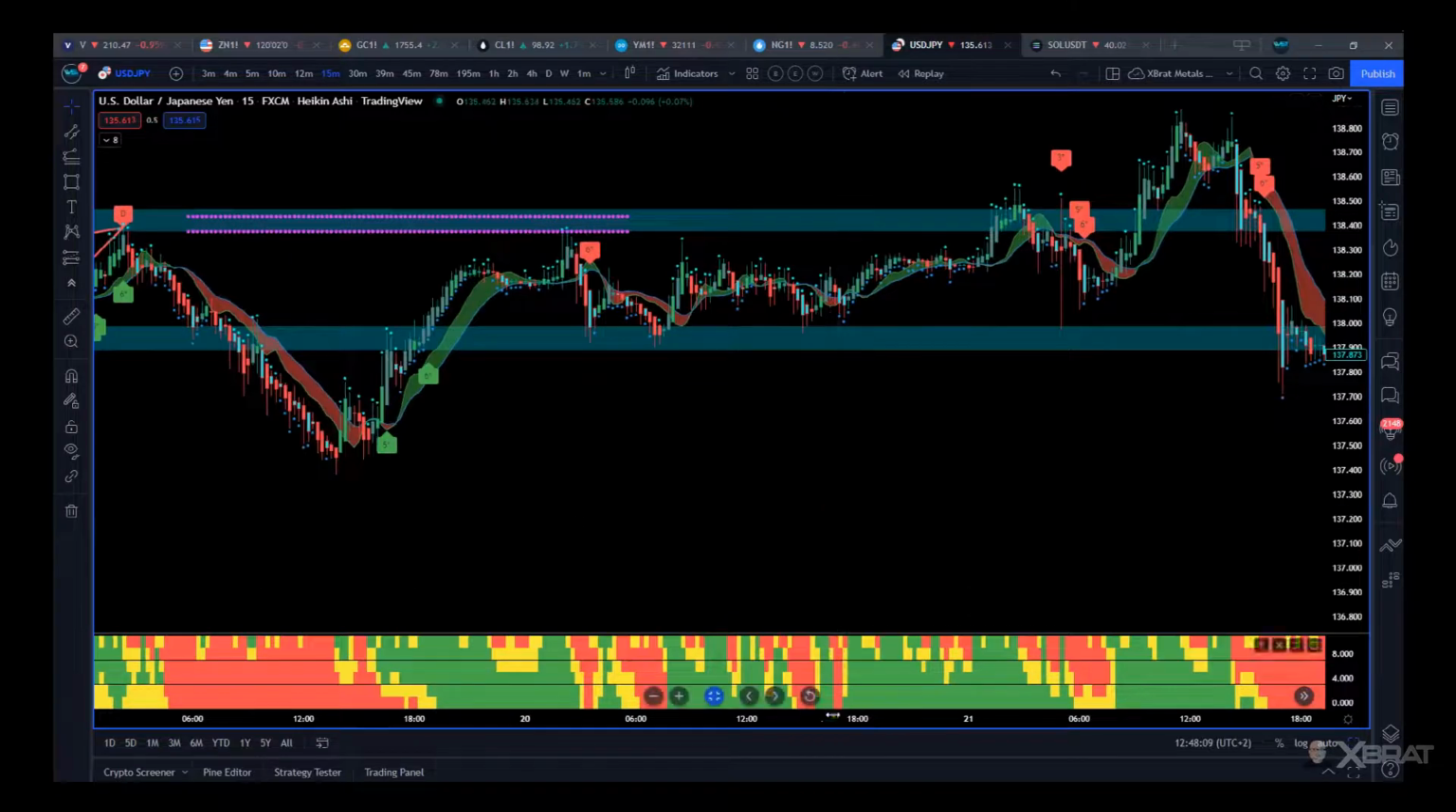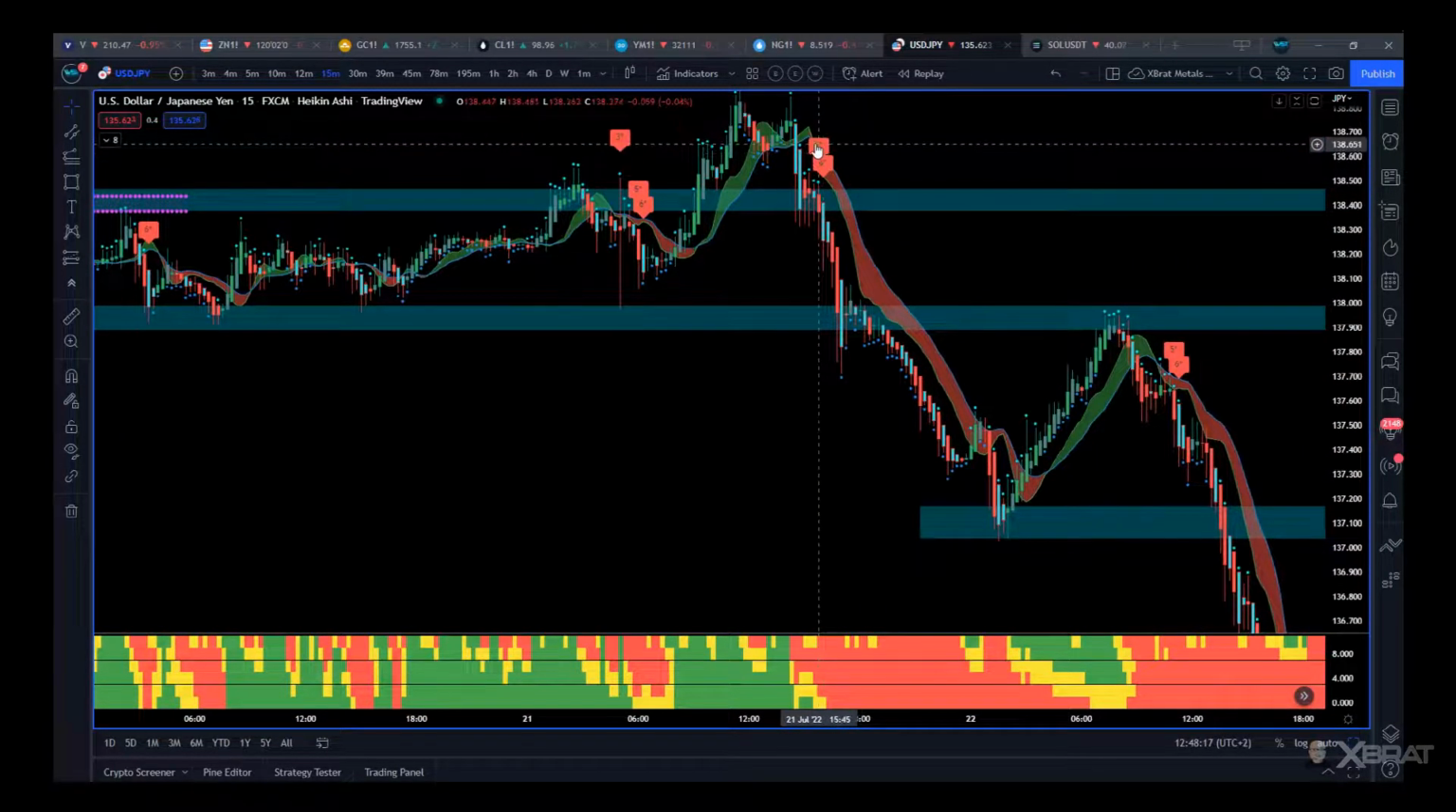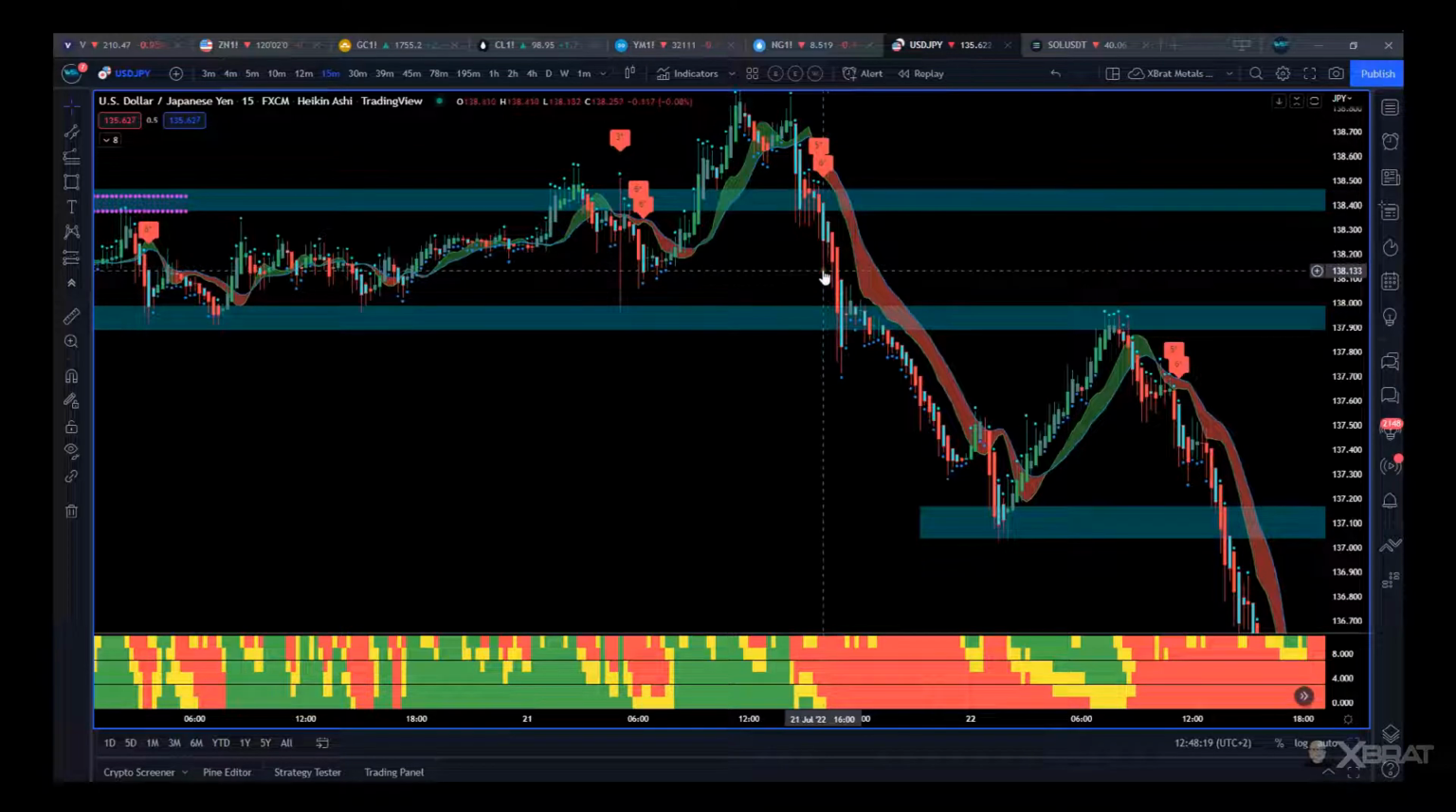So we then move on. We see we've got 3, 5, 6-star sells here. We're not going to short into support. Then we get a 5 and a 6-star sell here. We're not going to short into support.